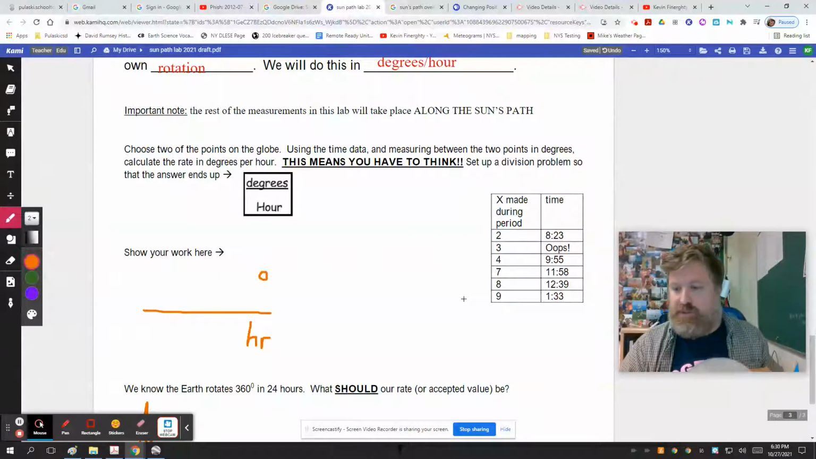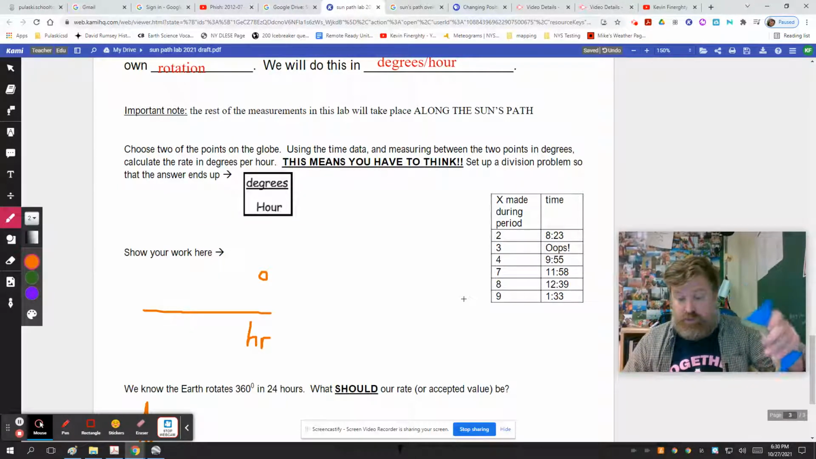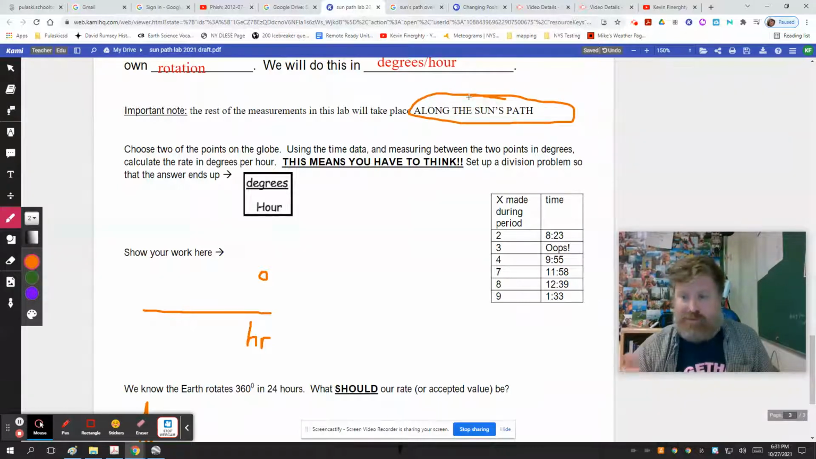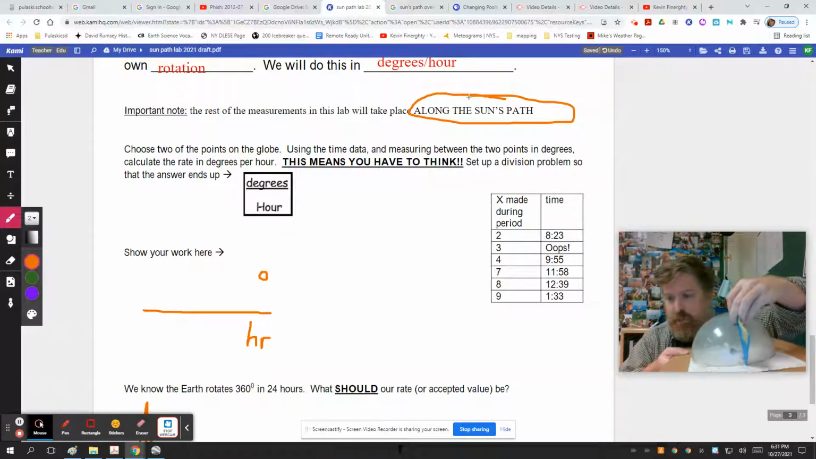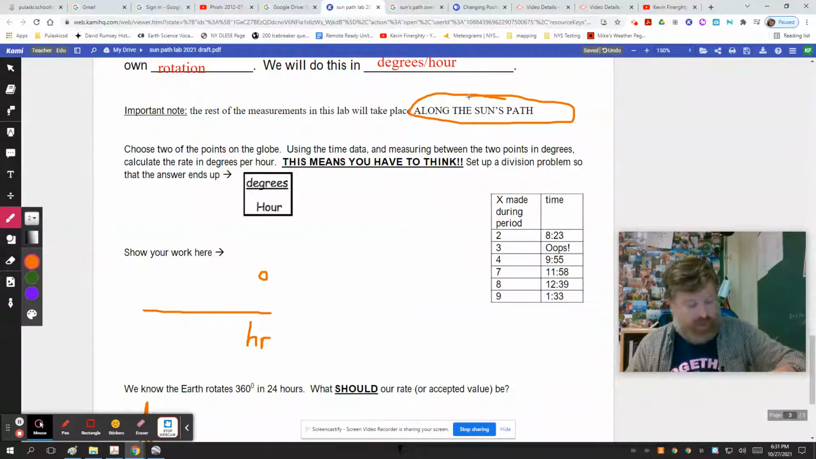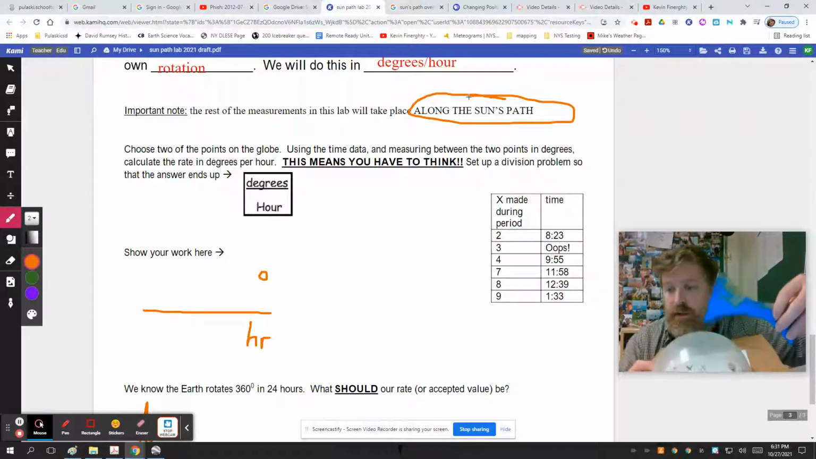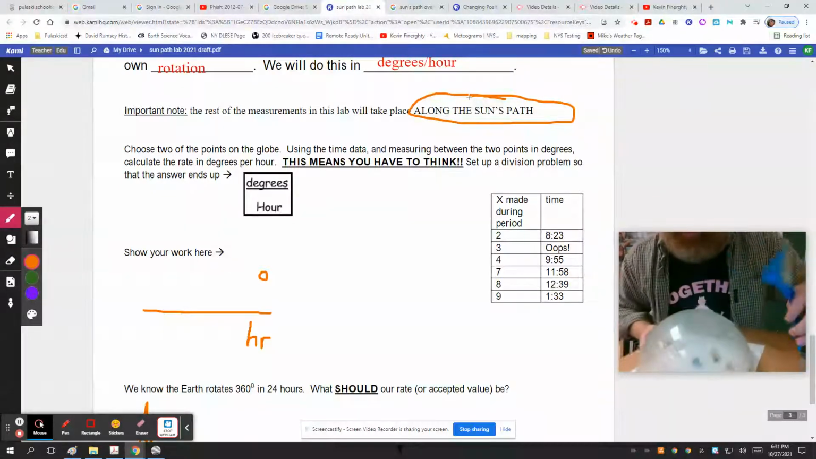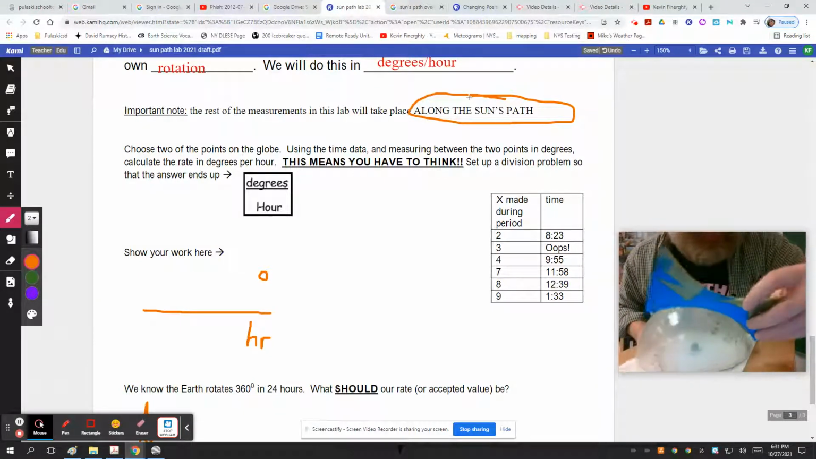So procedure wise, for the degrees, what you're going to want to do is take this compass, take the 0 again. Now, all measurements now, like it mentions right here, are along the sun's path. You're not going from the cardboard up anymore. We're done with that. Now you're going to go right along the line that, again, will be drawn on the thing by the time you get it.